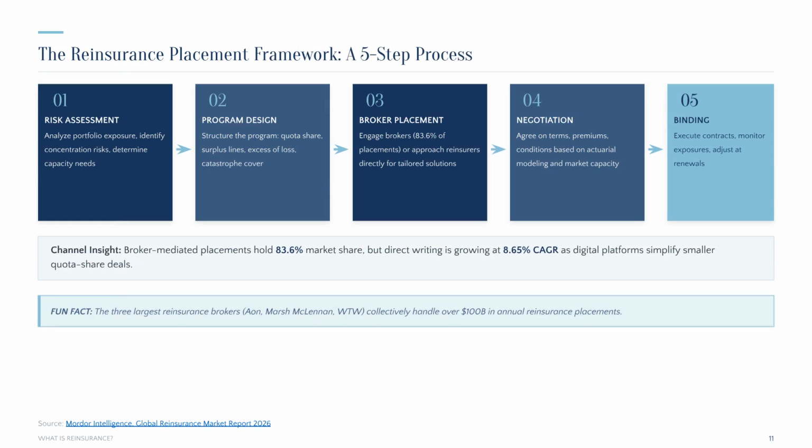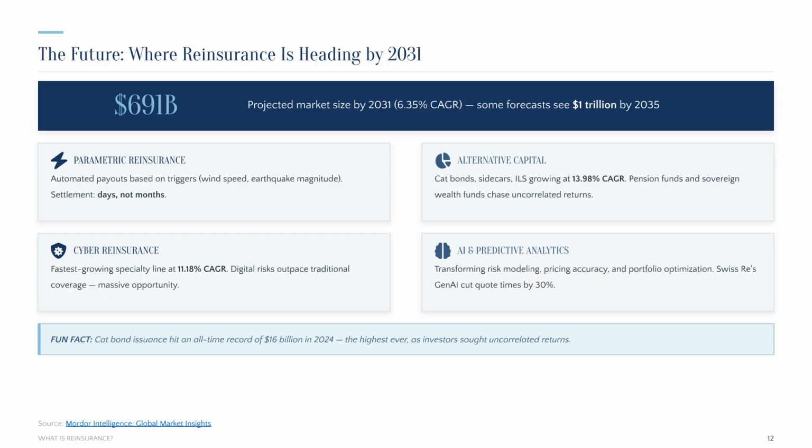The placement process generally follows 5 steps: assessing risk, designing the program, placing it with brokers or directly, negotiating terms, and finally binding the contracts. While over 83% of placements are mediated by brokers, we are seeing growth in direct digital writing as platforms simplify the process. Looking ahead, the reinsurance market is projected to reach nearly $700 billion by 2031.